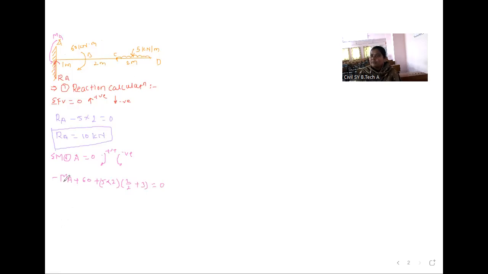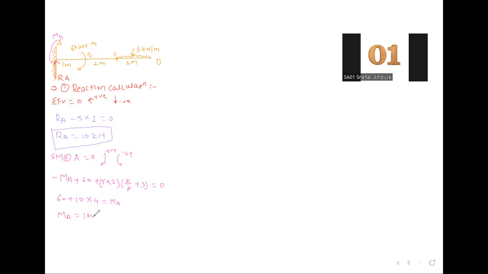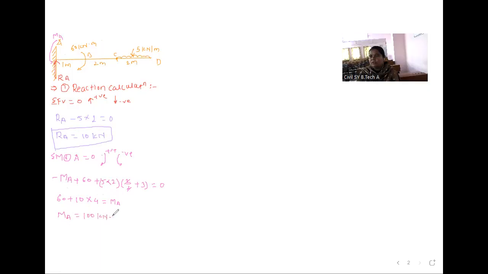Okay. So we will shift this minus MA to the right side. 60 plus 5 into 2 is 10, into 2/2, that is 1, so 4, which is equal to MA. So MA, which is equal to how much? 100. MA is equal to 100 kilonewton meter. So here also, we will get the value of moment at A automatically. Now, reaction calculation step is over.